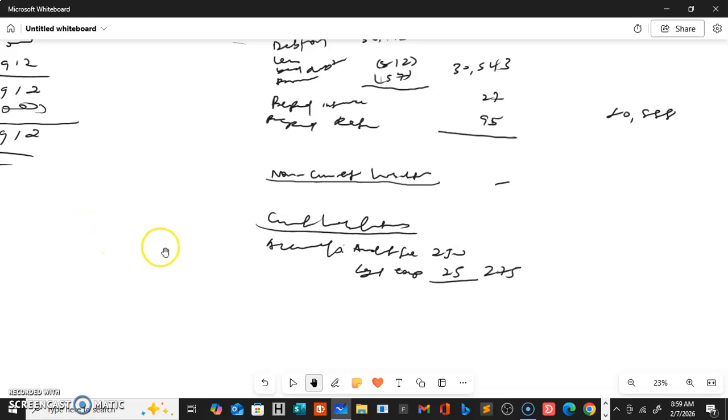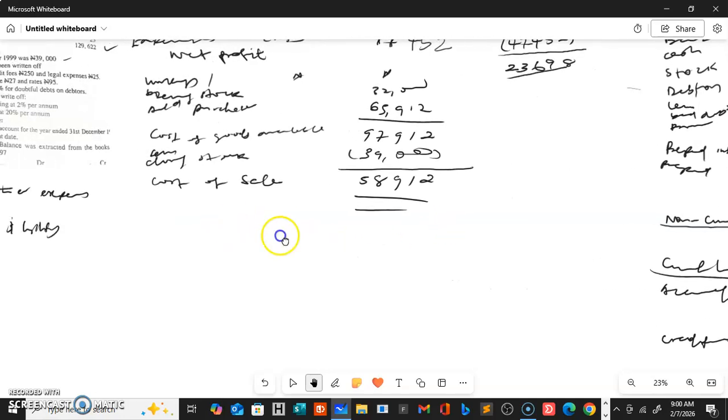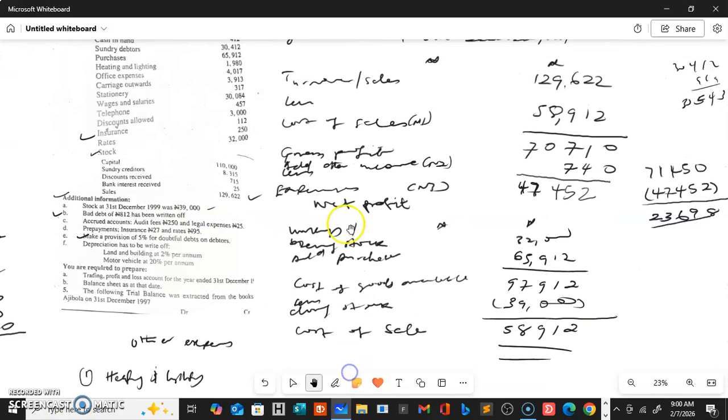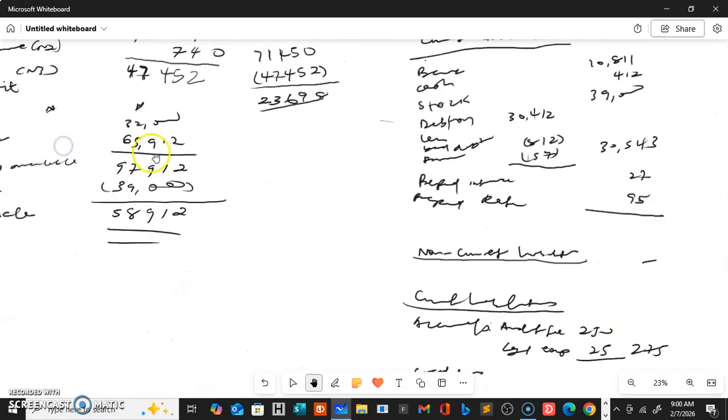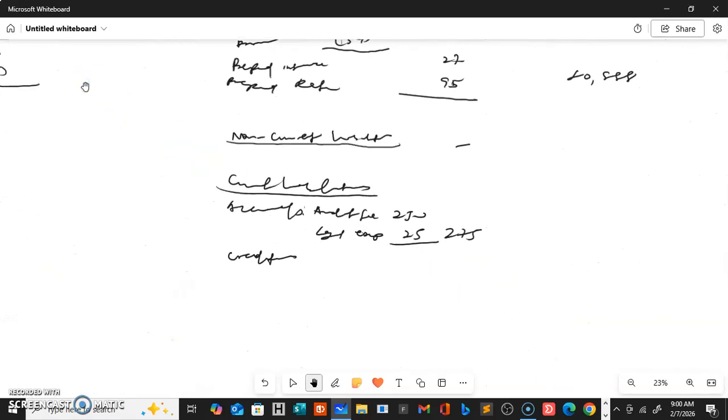We have creditors. So creditors, let's check our creditors. What do we have under creditors? So for creditors, sundry debtors carried out towards sundry creditors, we have 8315. Creditors 8315. Okay, do we have any other current liability?